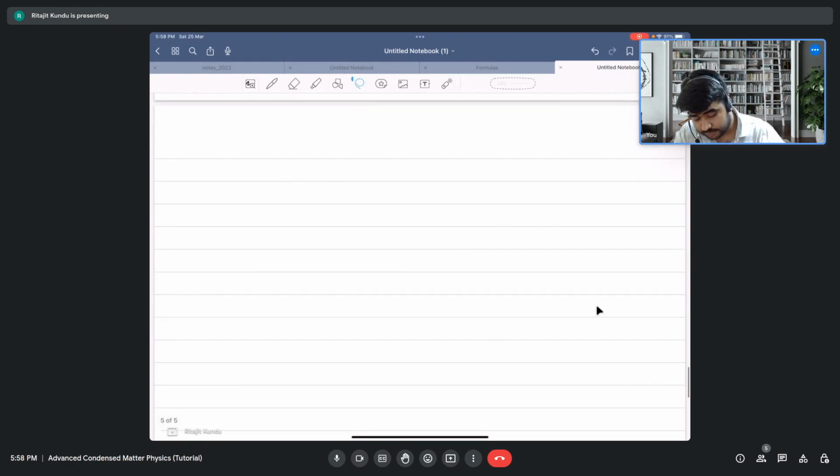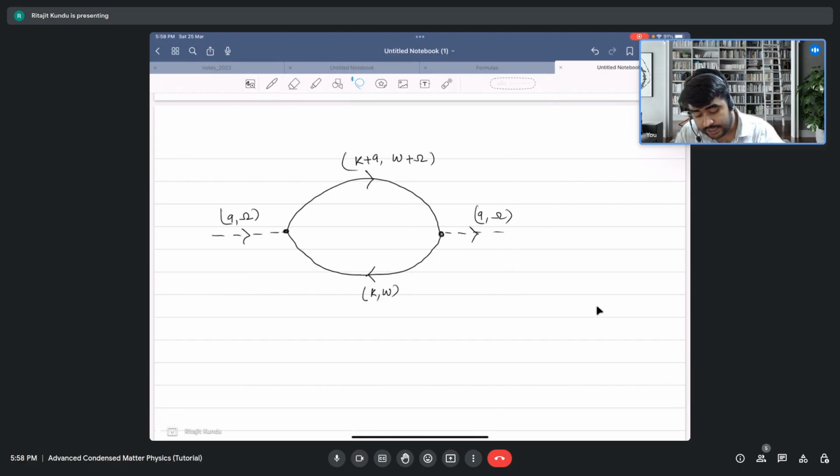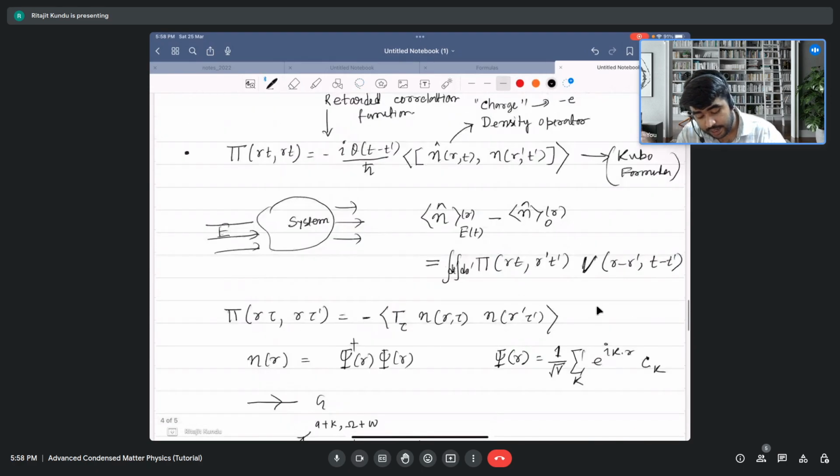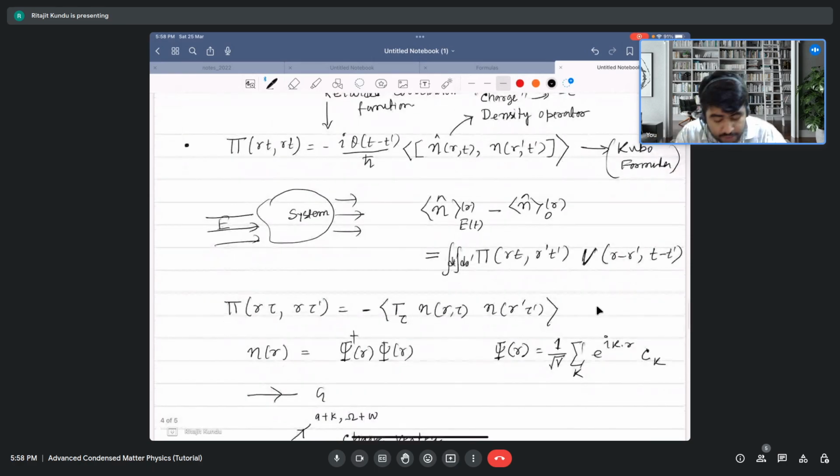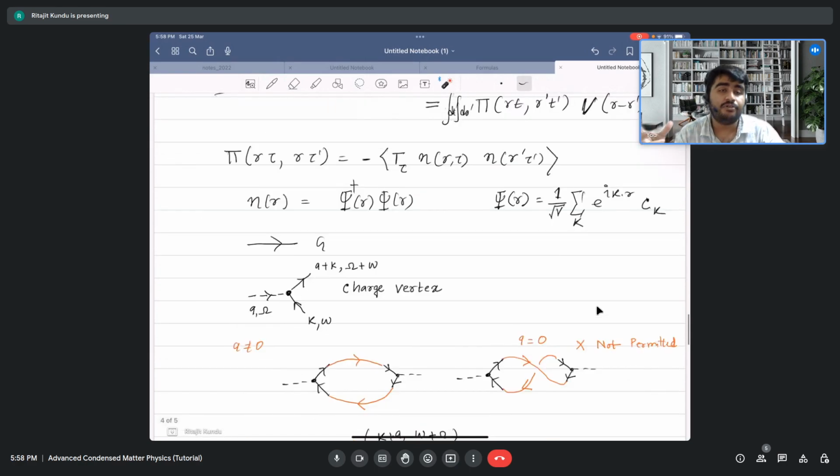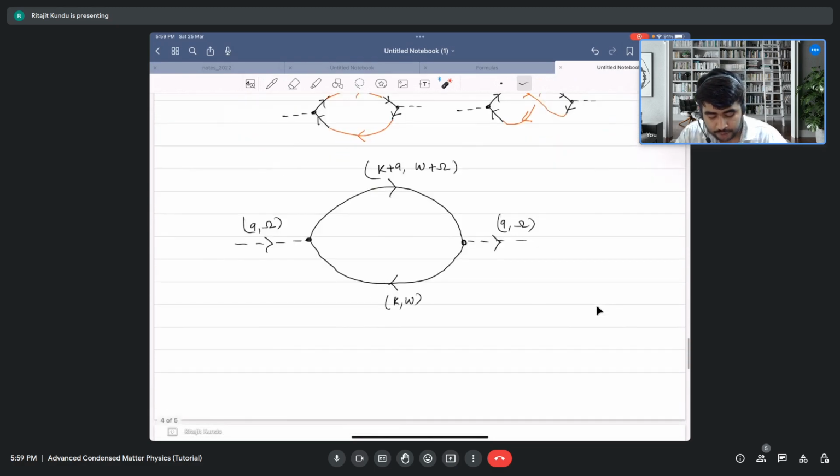Starting from here, I have not done any simplifications. What I have done is just identify the basic building blocks of a Feynman diagram for this case, and try to connect all of these legs. That is what you do for calculating this response function. There is nothing more.